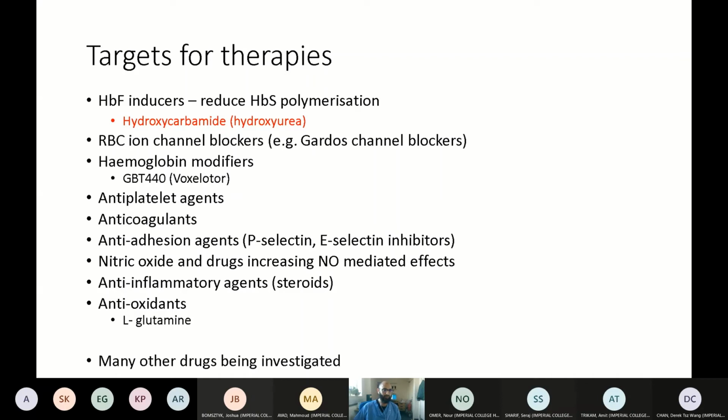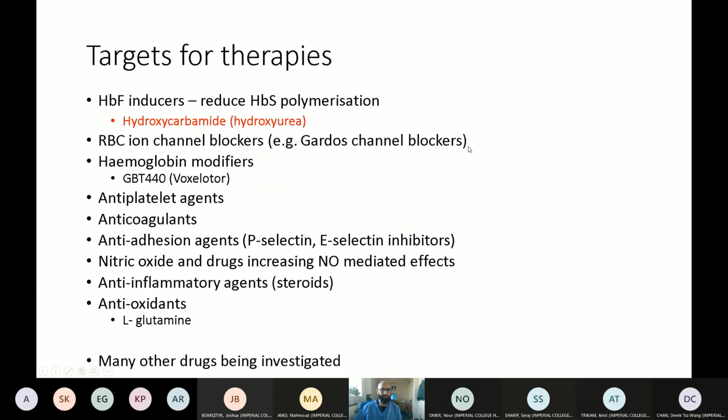And as we've seen, the white cells obviously play a big part in the vaso-occlusion process. So hydroxycarbamide can lower the white cells, and it can also improve and increase the red cell hydration. So these are effects that can manifest quite quickly, whereas the induction of hemoglobin F can take a lot longer.